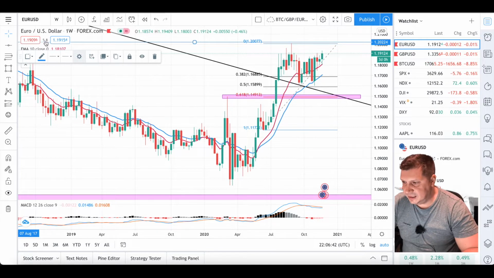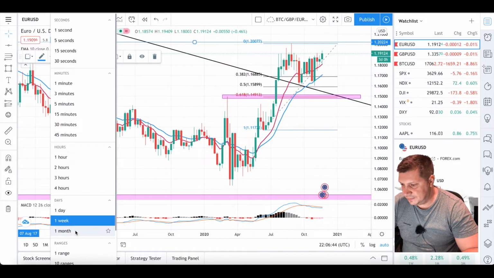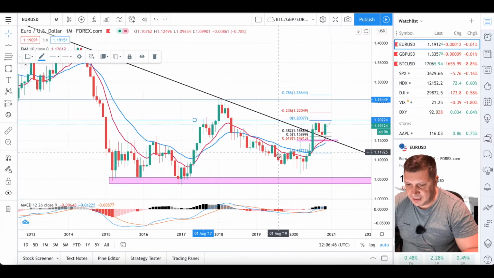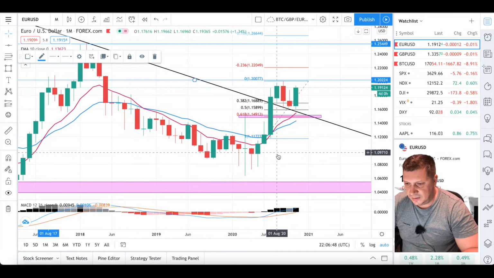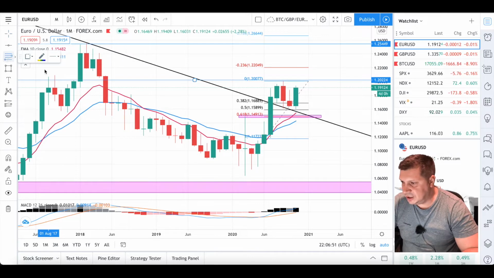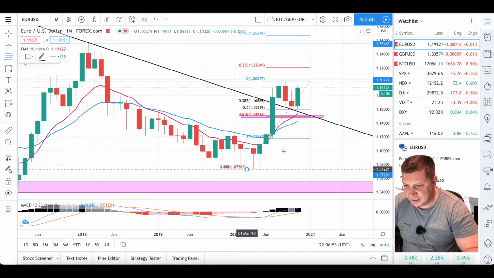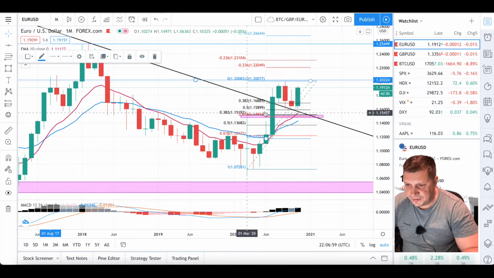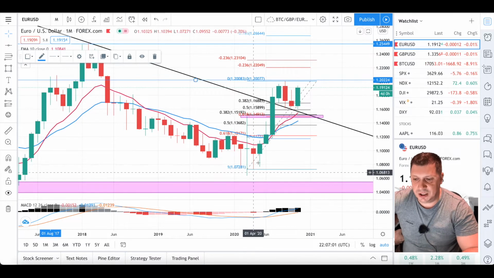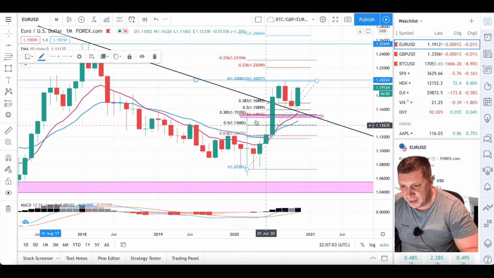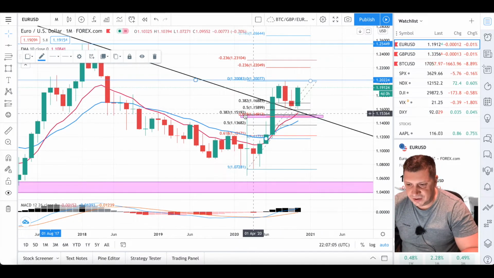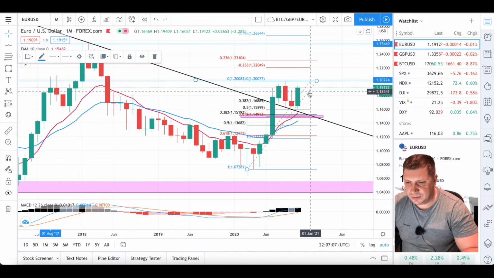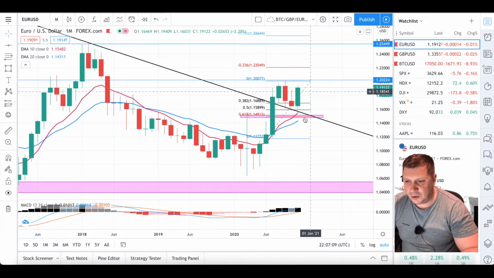And basically, if we go back to monthly, we can see that the same 61% actually is very nice, aligning with another level right here, and it's 31% on Fibonacci on monthly movement. So this area is very important area for this market to hit before it goes up.